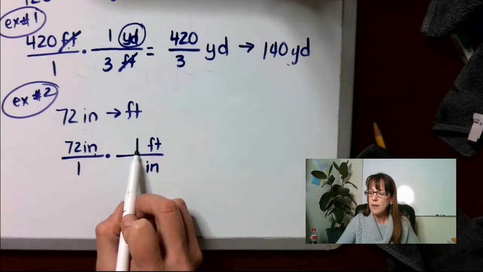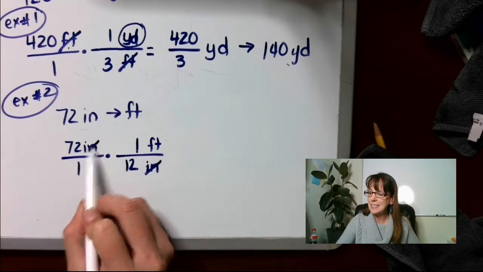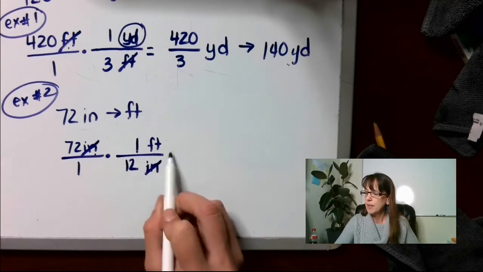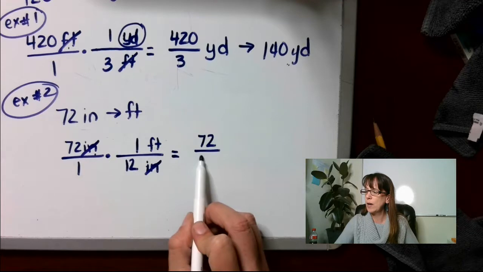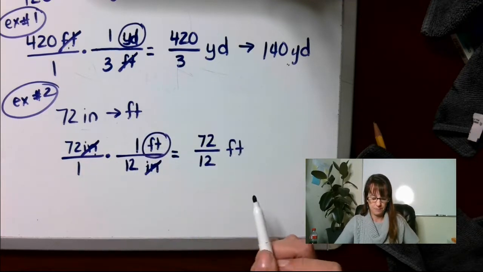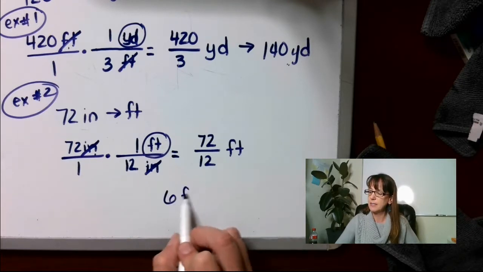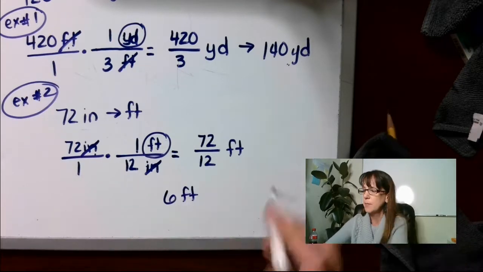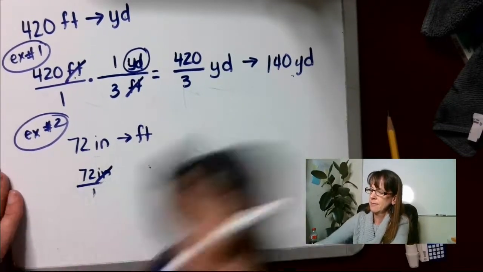So in 1 foot, there are 12 inches. These guys get to cancel out because this equals 1 now. Upstairs I have 72, downstairs I have 12, and the only remaining unit I have is feet. So if we're going to do 72 divided by 12, we would end up with 6 feet, okay? But I need to see it like this and then like this.